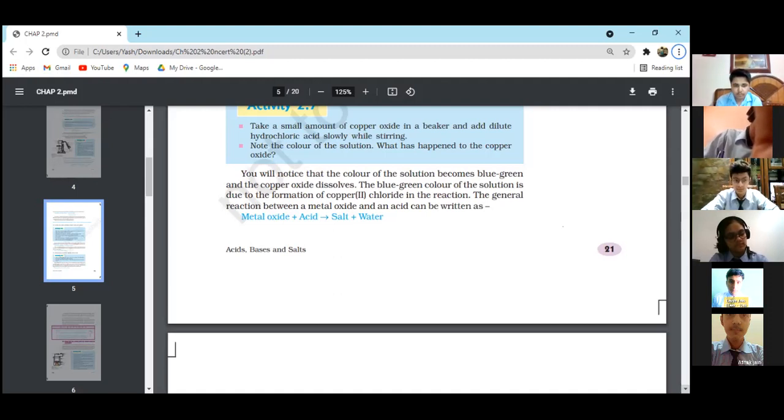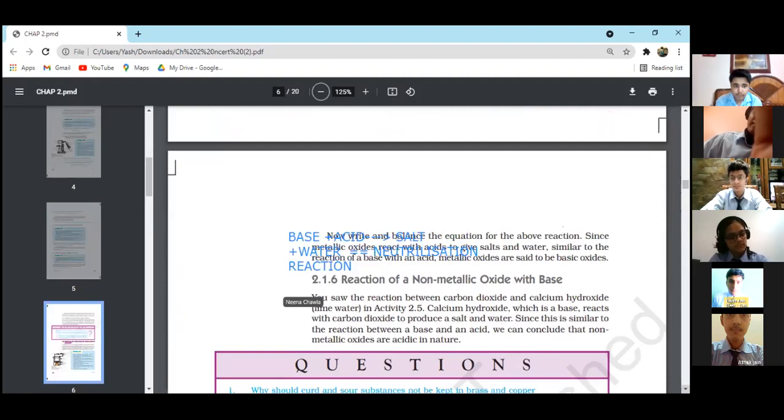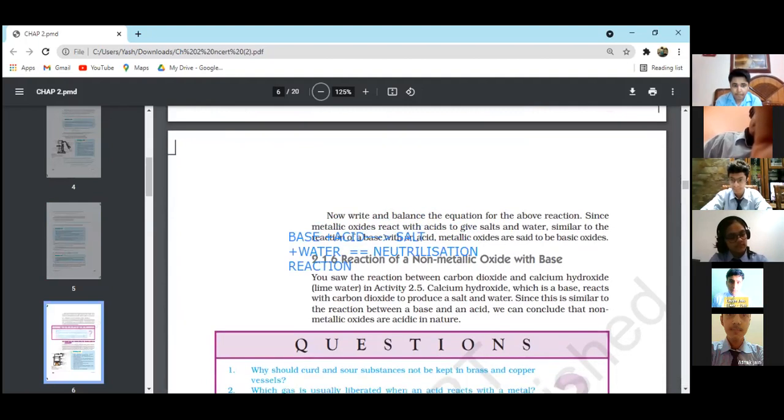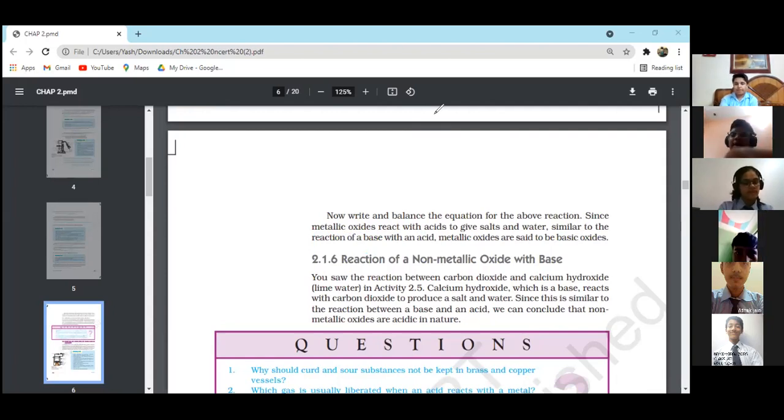Okay? Same way, the next topic we are going to do is the reaction of a non-metallic oxide with acid. So here we will learn that we have taken a non-metallic oxide. What non-metallic oxide have we used here? Carbon dioxide. We have used carbon dioxide here.